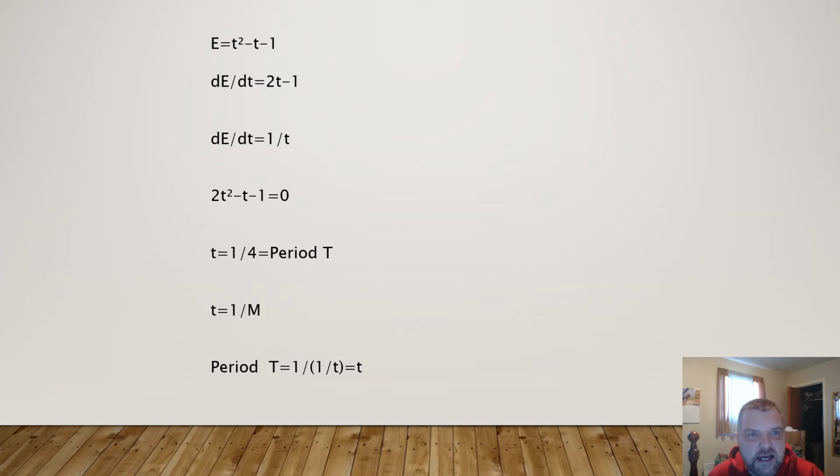So if we have the energy equal to t squared minus t minus 1, which is the golden mean parabola, and we take the derivative of that equation, it is 2t minus 1, and we also know dE by dt from the last slide is equal to 1 over t, so we can set those equal: 2t minus 1 equals 1 over t, and t comes out to be 1 over 4, which is the period. And we know the mass is equal to 4, so time is equal to 1 over mass, mass is equal to 1 over time, 1 over time is equal to energy, and energy and mass are equivalent, something else Einstein taught us.